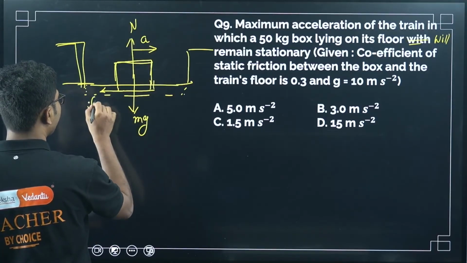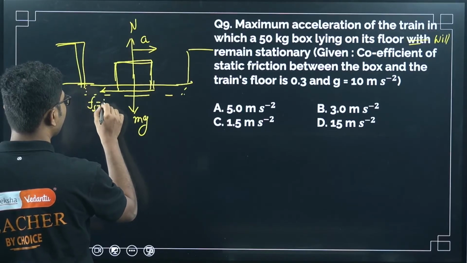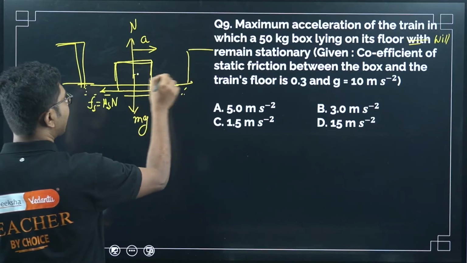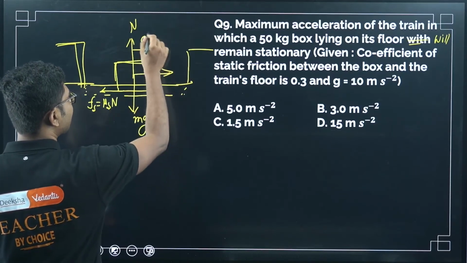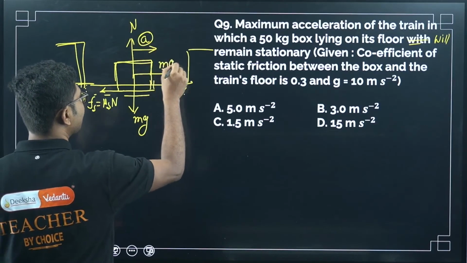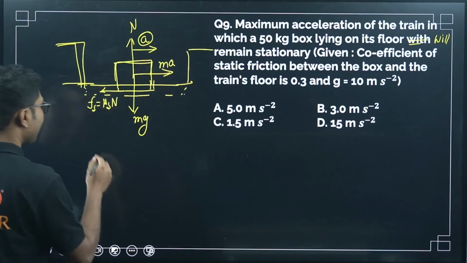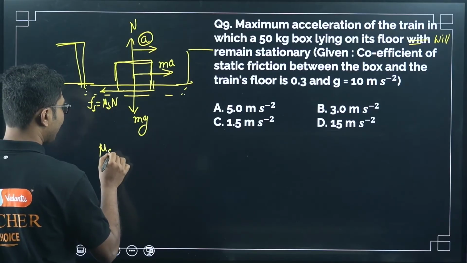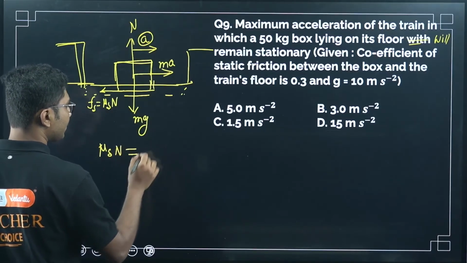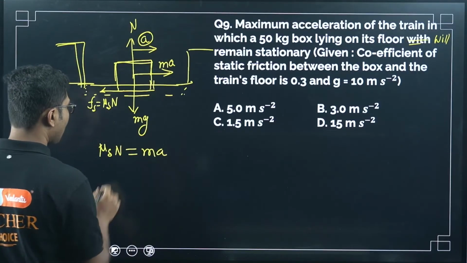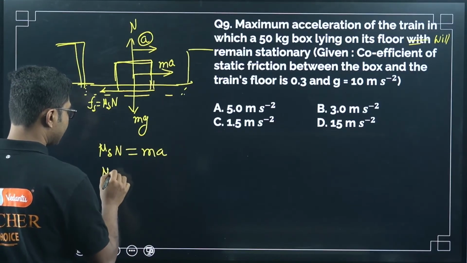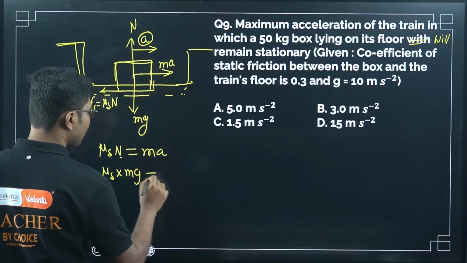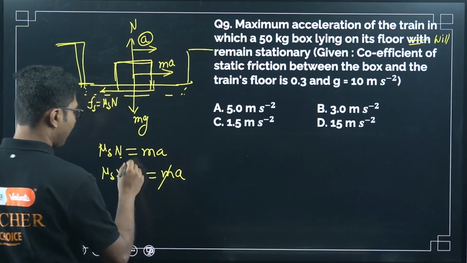So the static force of friction is equal to mu s times N. And what force is acting in this direction? If the acceleration of the train is a, then the force acting in this direction is ma. So in the case of equilibrium, mu s N, that is the force of friction, should be equal to ma, or mu s times mg, since N equals mg here, should be equal to ma. m cancels.